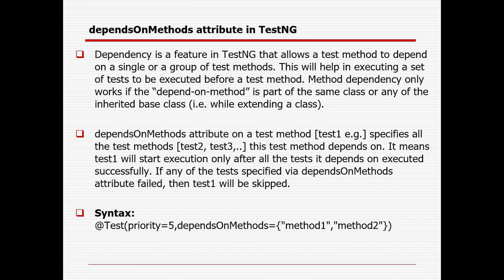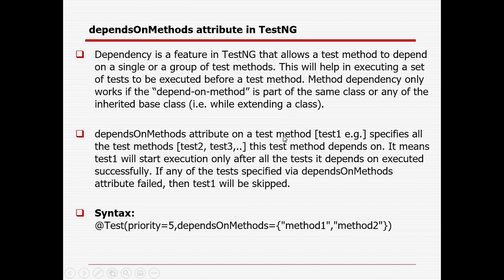So that is the reason I can add some dependency for a particular test case, right? Dependency is a feature in TestNG that allows a test method to depend on a single test method or a group of test methods. This helps in executing a set of test cases before a test method. dependsOnMethods only works if the dependent method is part of the same class or any of the inherited base classes. Okay. So we can use dependsOnMethods.